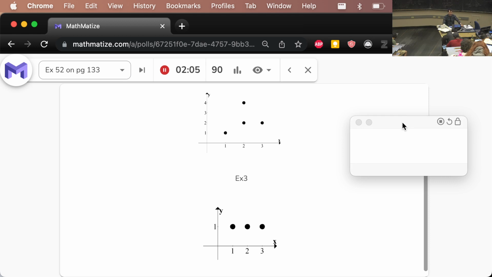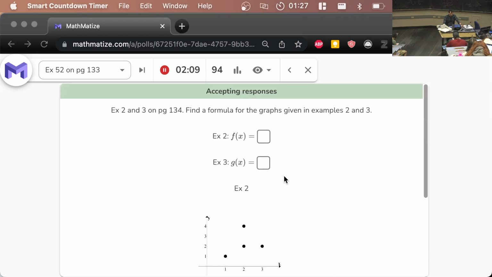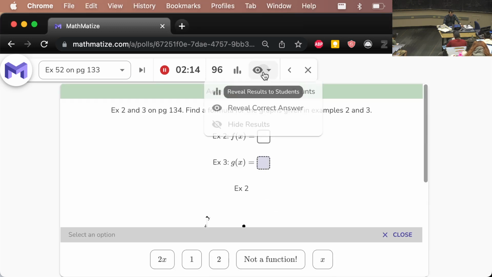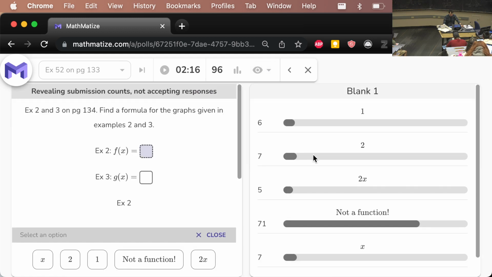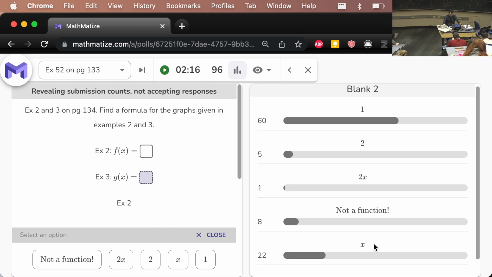Okay, let's see what you guys said. What did you guys say for these 2 things? I'm going to start with example 3, because that one's a little easier. Let's see, what did people say? Reveal counts. So 22 people said x, 60 people said 1.